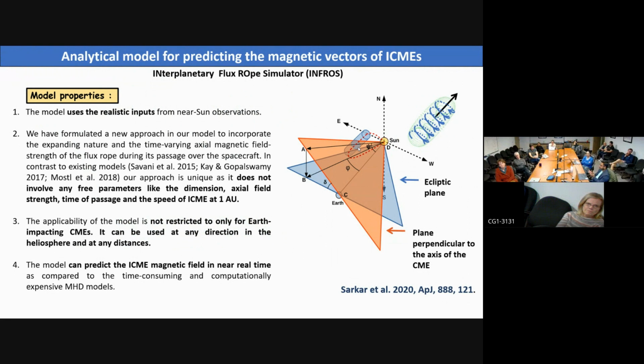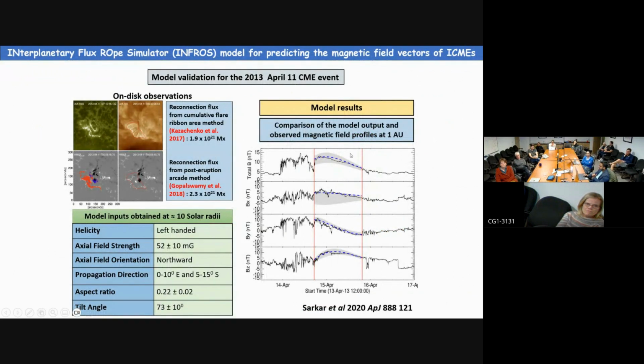So using this simple tool, what we have seen is that it works well for the CME events that show an isolated evolution, that do not interact with other CME structures or solar wind. So here is the initial validation of this.